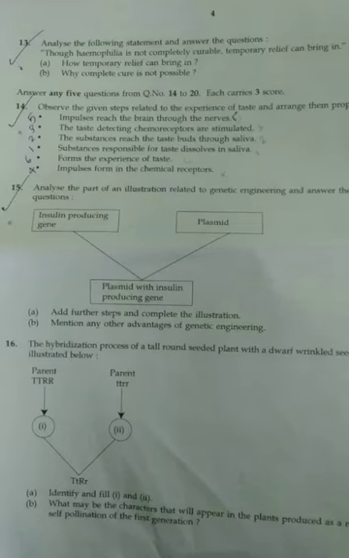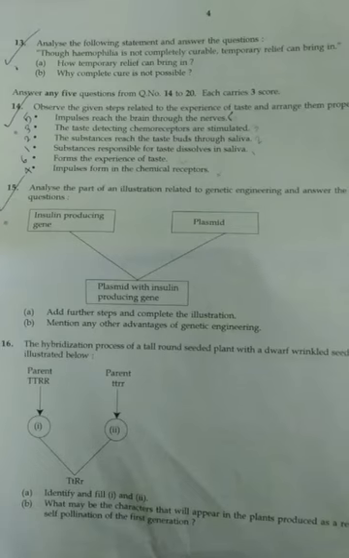Then the 16th question: a hybridization experiment is given between a tall round seeded plant and a dwarf wrinkled seeded plant. Its illustration is given. So the first question, identify and fill 1 and 2. So 1 and 2 will be the gametes. The first gamete is capital T capital R and the second gamete is small t small r.